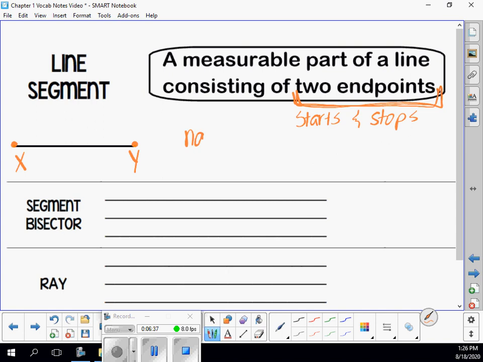Same thing, we need 2 points, capital letters, but the symbol changes this time. It's just a bar over top. It's not going to have the arrows because it doesn't go on indefinitely in both directions.